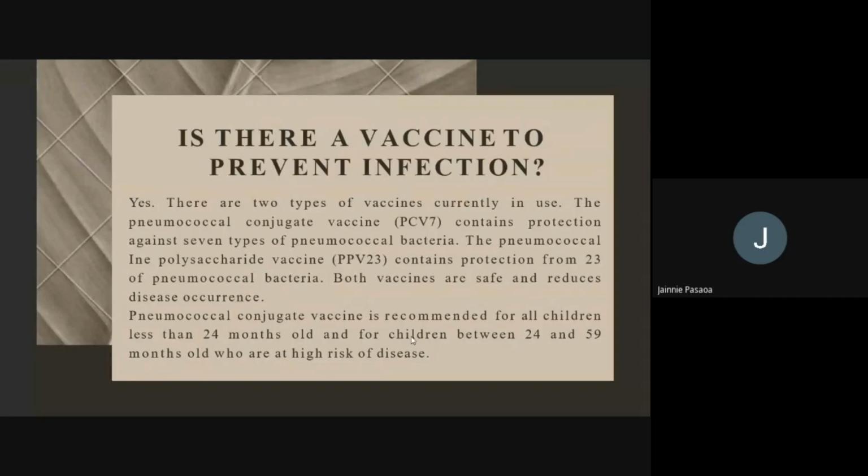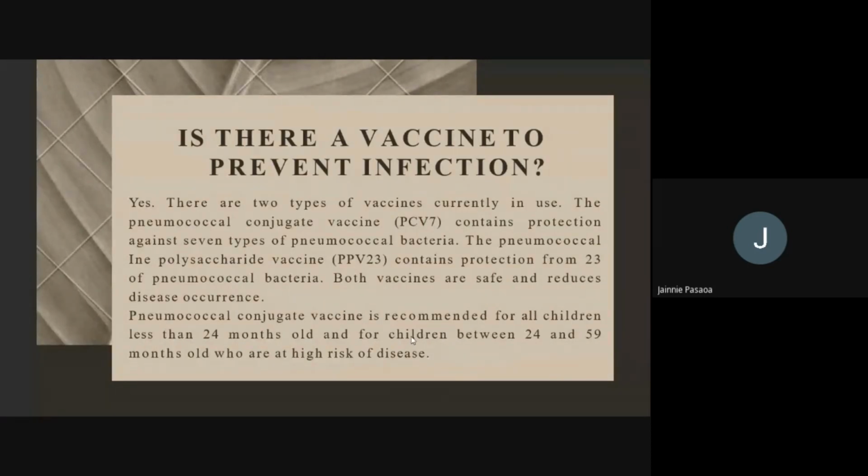Is there a vaccine to prevent bacteria? Yes, there are two vaccines used in the United States to prevent pneumococcal disease. Pneumococcal conjugate vaccine or PCV7 for infants and children, and pneumococcal polysaccharide vaccine or PPV23 for adults. The pneumococcal conjugate vaccine or PCV7 contains protection against 7 types of pneumococcal bacteria. Recommended for all children less than 24 months old and between 24 and 59 months old who are at high risk of disease. Ang proteksyon ng bakunang ito ay tumatagal ng hindi bababa sa 3 taon.